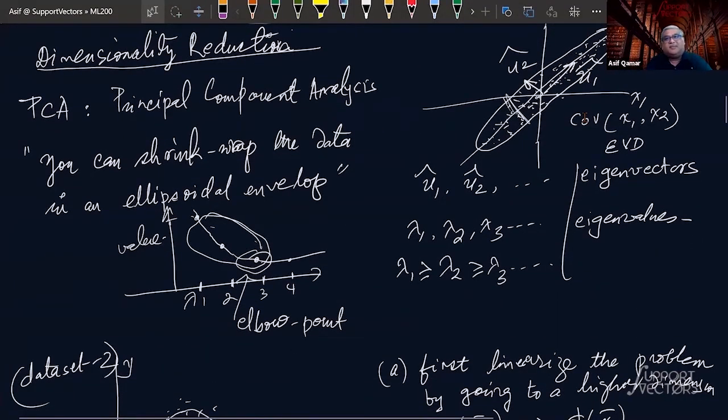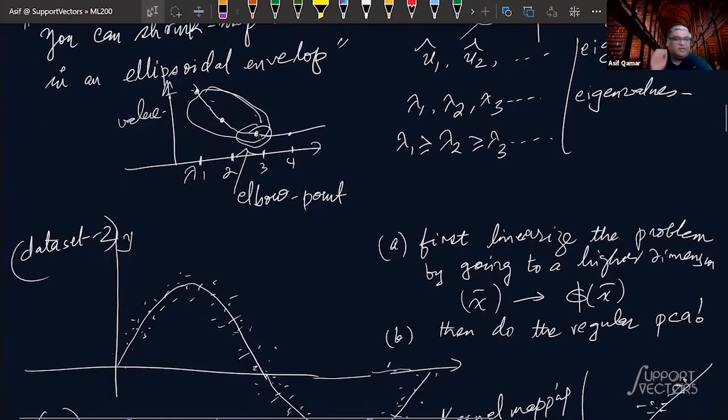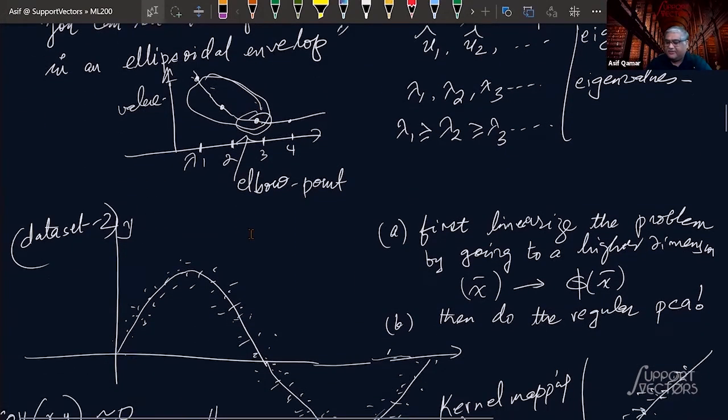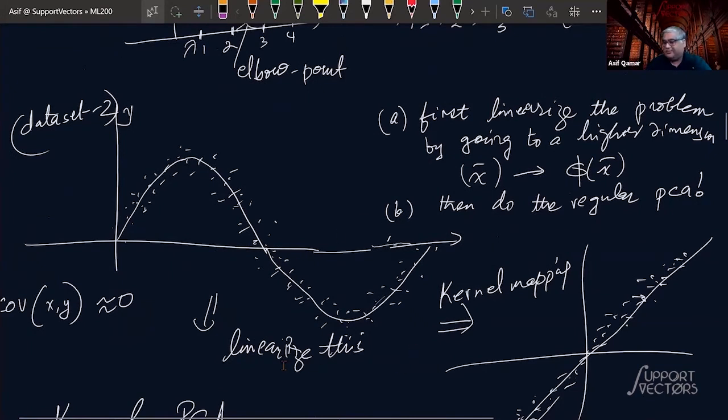We know, just as a recap, the principal component analysis was wrapping up this data, shrink wrapping it in an ellipsoid. Now, you may or may not be able to do it. If the data is linear, you can do it. If there is a positive covariance or a negative covariance, you can do it. But sometimes the covariance is 0. Like, for example, in the data set 2, we noticed that you won't get much covariance because sometimes it's positively correlated, sometimes negatively, and so on and so forth. So what can you do?